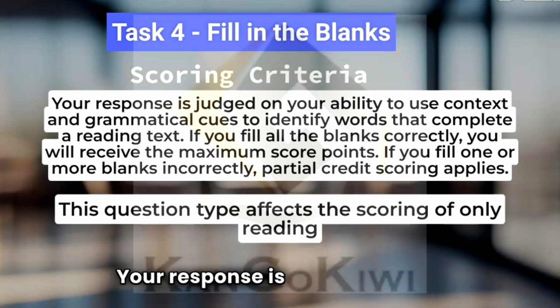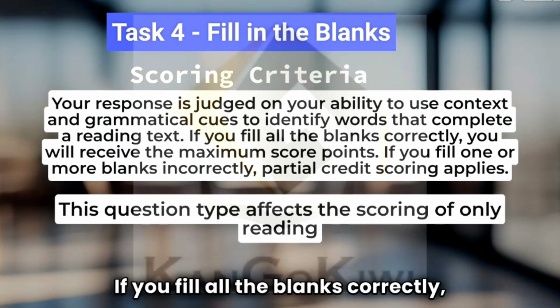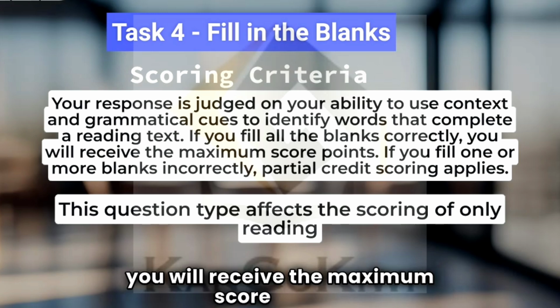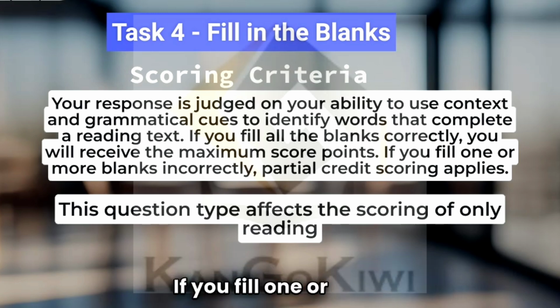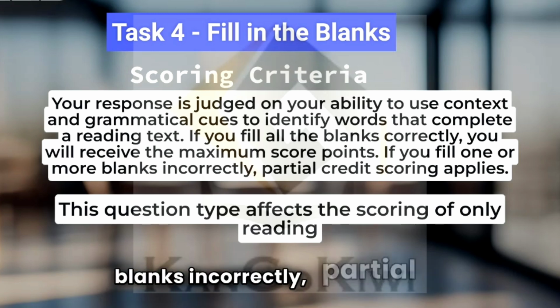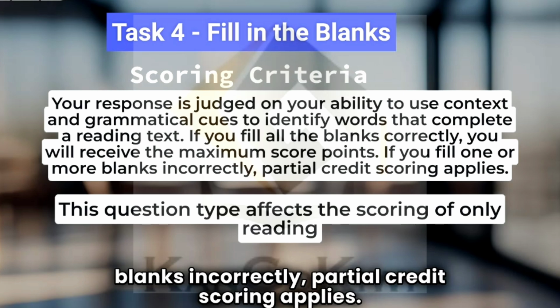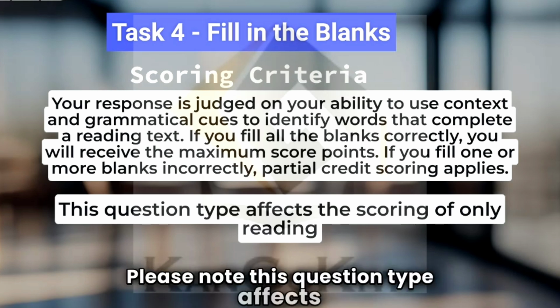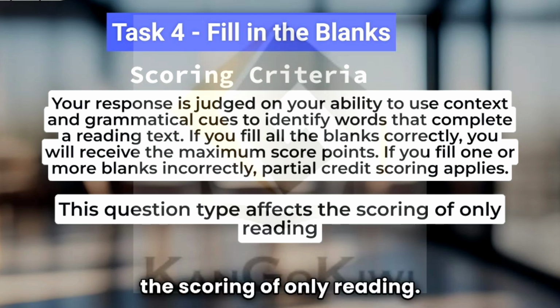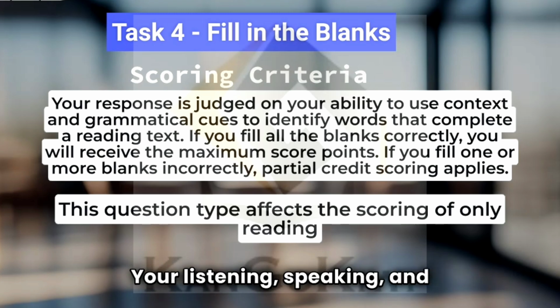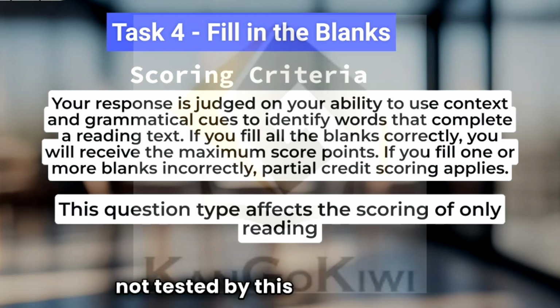How this question is scored. Your response is judged on your ability to use context and grammatical cues to identify words that complete a reading text. If you fill all the blanks correctly, you will receive the maximum score points. If you fill one or more blanks incorrectly, partial credit scoring applies. Please note, this question type affects the scoring of only reading. Your listening, speaking, and writing skills are not tested by this question type.